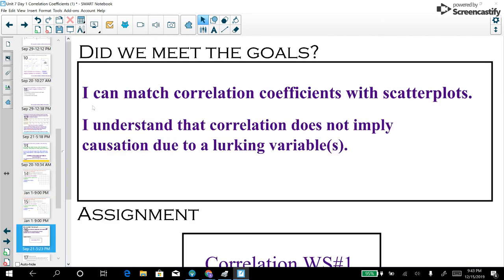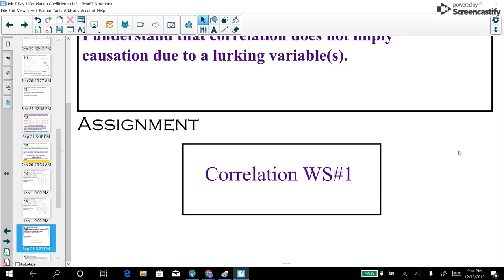All right, so what you guys need to do is correlation worksheet number 1 in your packet.